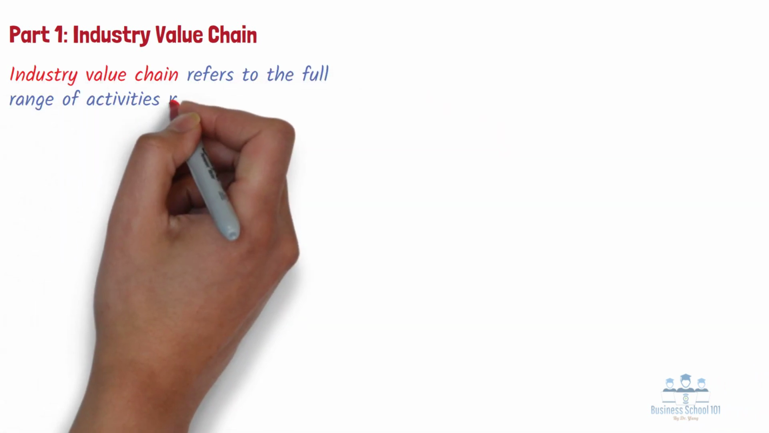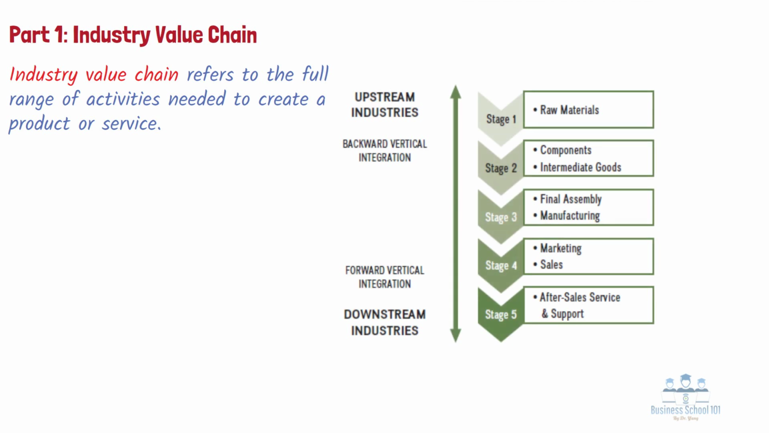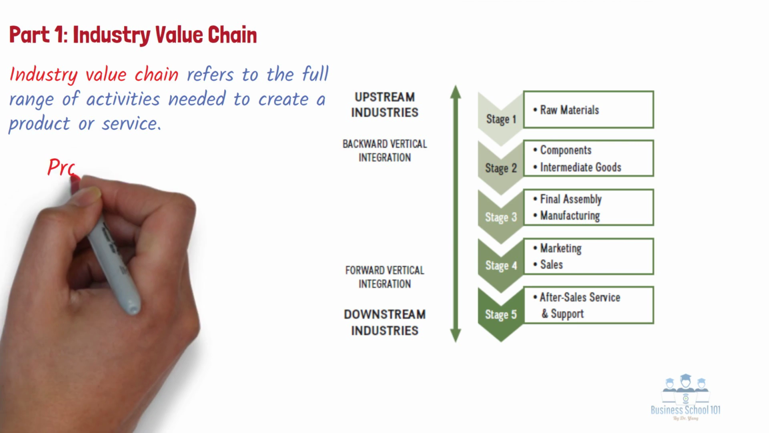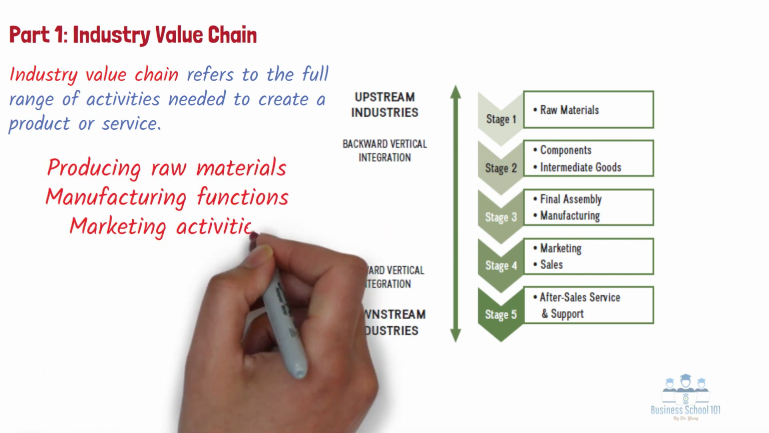Industry value chain refers to the full range of activities needed to create a product or service. For companies that produce goods, the industry value chain comprises the steps that involve bringing a product from conception to distribution and everything in between, such as producing raw materials, manufacturing functions, and marketing activities.